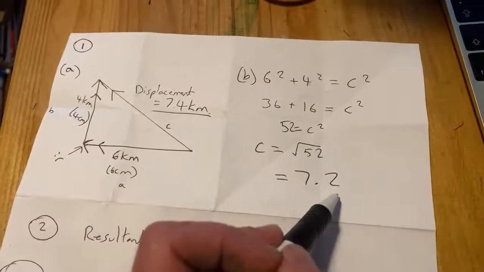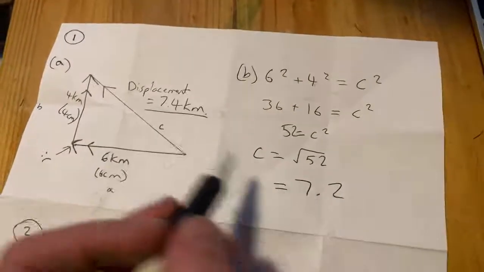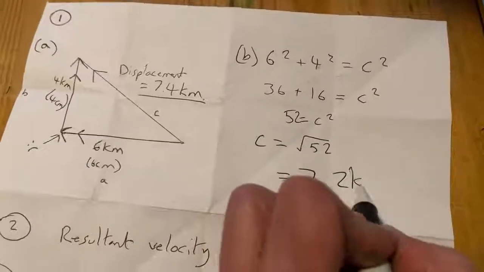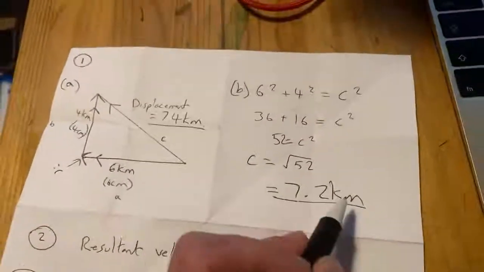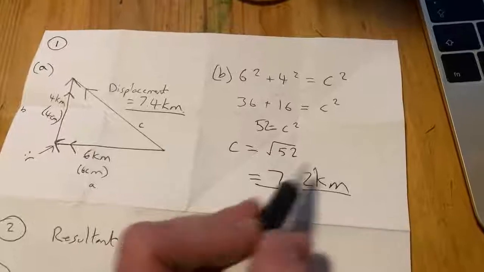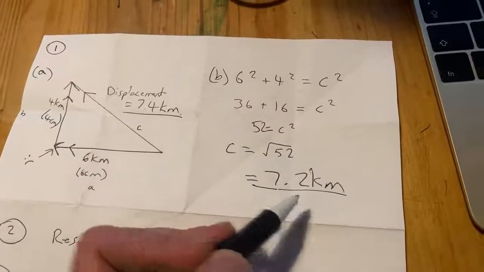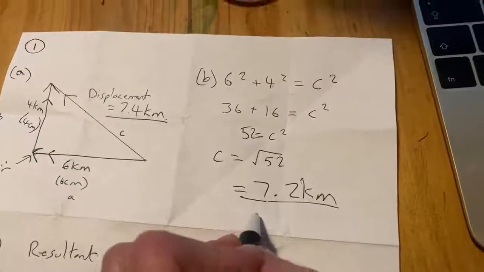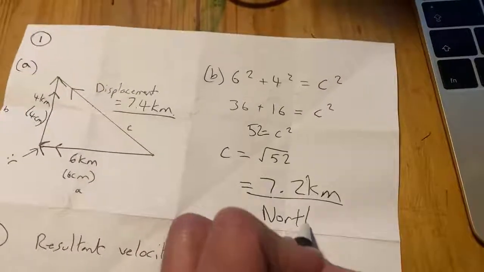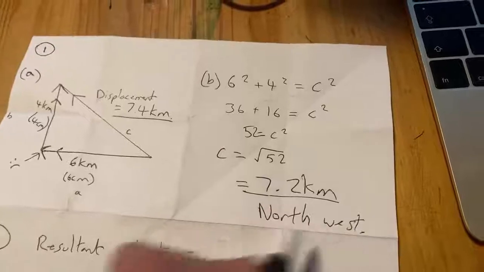And again, I thought, just double check, look at the question. Careful that you don't write centimetres. It's not centimetres, it's kilometres. And what else have I got to do? Because it's a displacement, it's a vector, I need to add a direction to my answer. What am I going to say? Well, the question kind of tells me, doesn't it? She's running northwest. There we go.